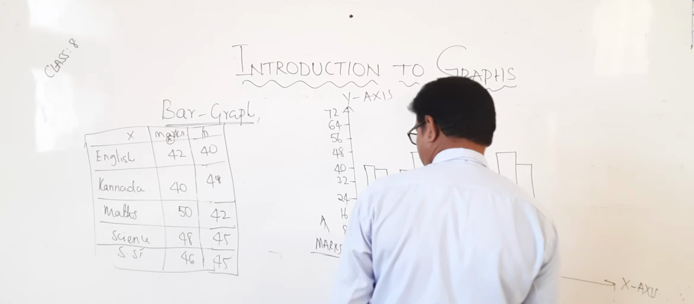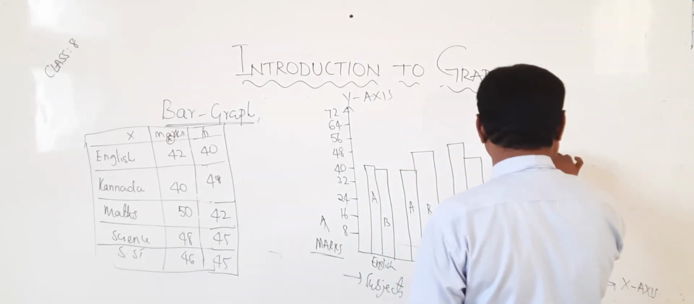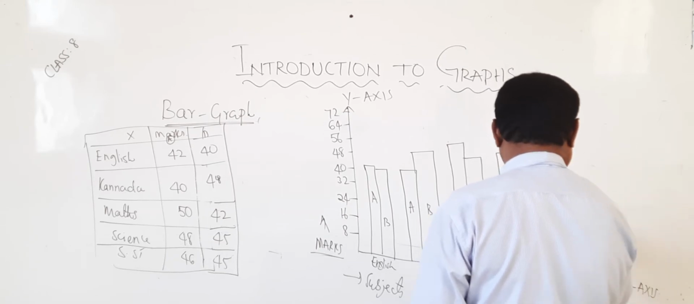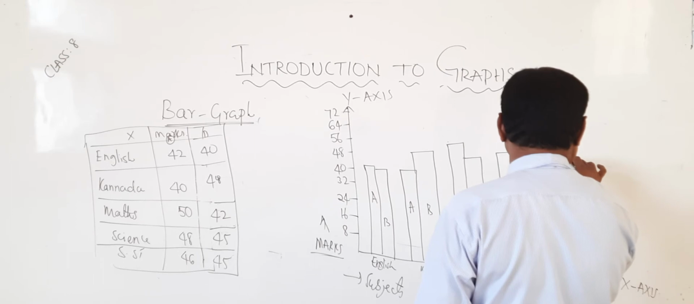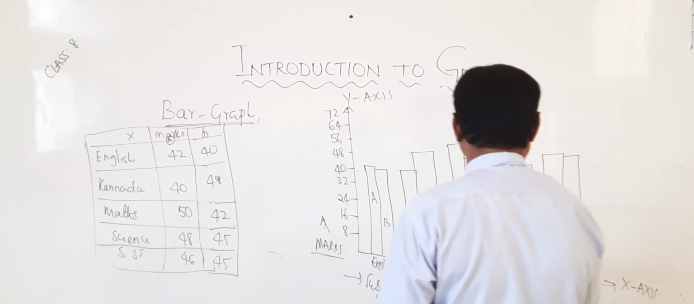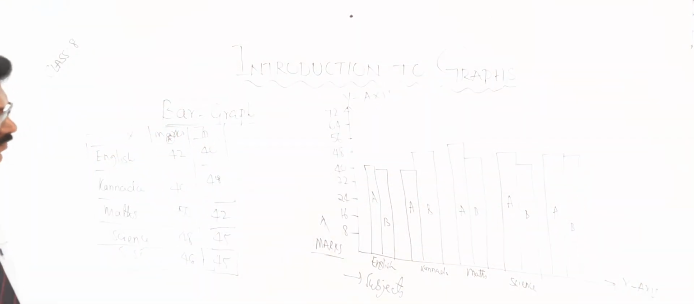Science. Next, social 46, 45. Like this. Okay, you can ask. Very simple. This is SST.